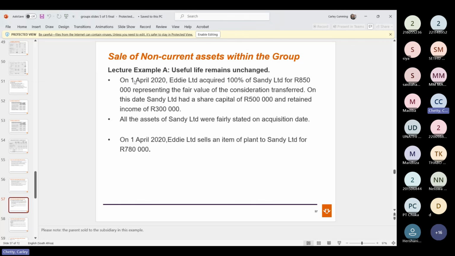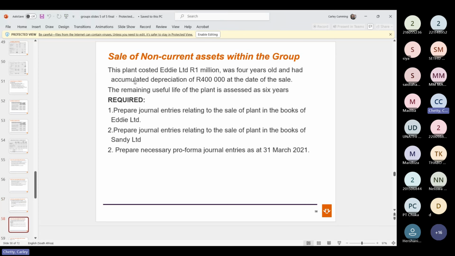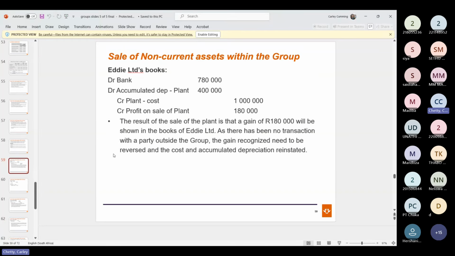On 1 April 2020, Eddie sells an item of plant to Sandy for 780,000. So this plant originally cost Eddie 1 million, was 4 years old, and had accumulated depreciation of 400,000 at the date of sale. The remaining useful life of the plant is assessed as 6 years. So they're asking us to prepare the journal entries relating to the sale in the books of Eddie. So that is the separate financial statements of Eddie. Then we have to prepare the journal entries in the separate financial statements of Sandy. Then we need to prepare the pro forma journal entries as at 31 March 2021.